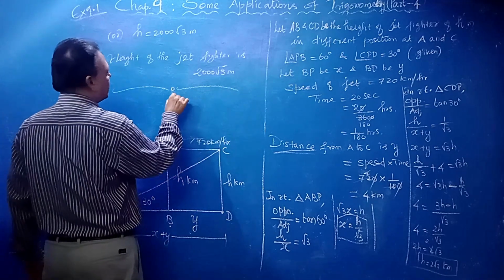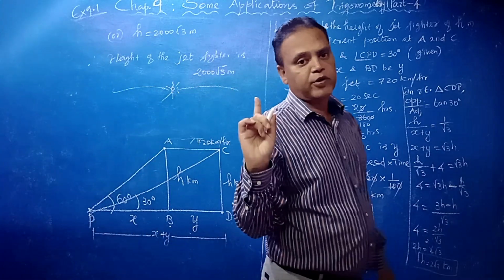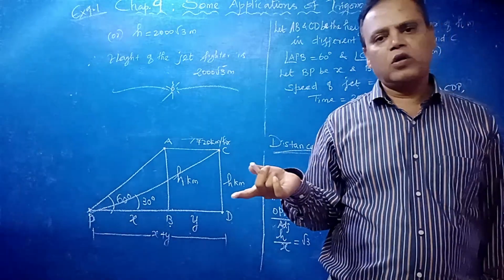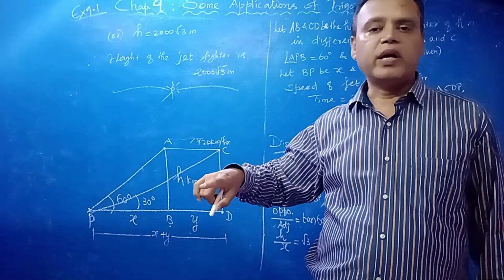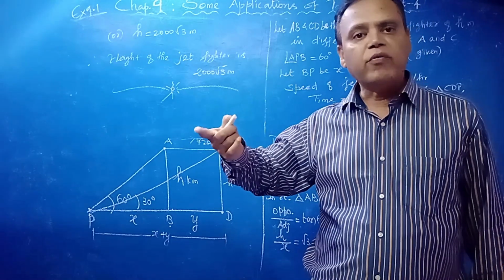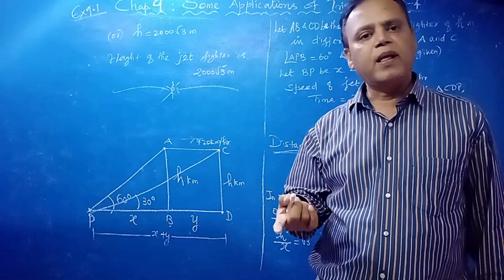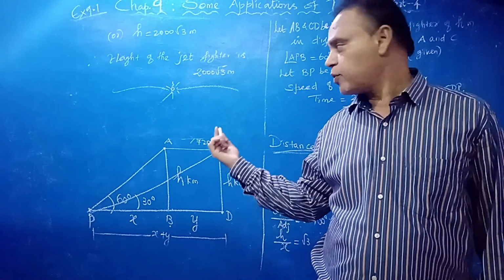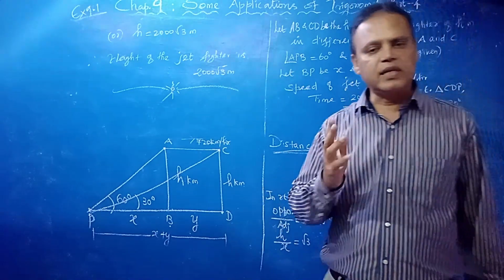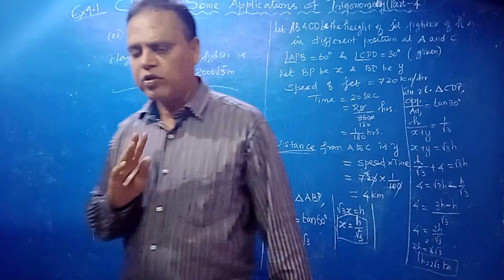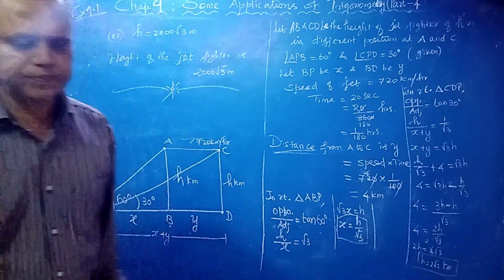So very important problem. You have 2 types of aeroplane problem. In the previous problem, height is given, finding speed. In this problem, speed is given, finding height. That is the difference, so you should not confuse. You have to do practice properly.